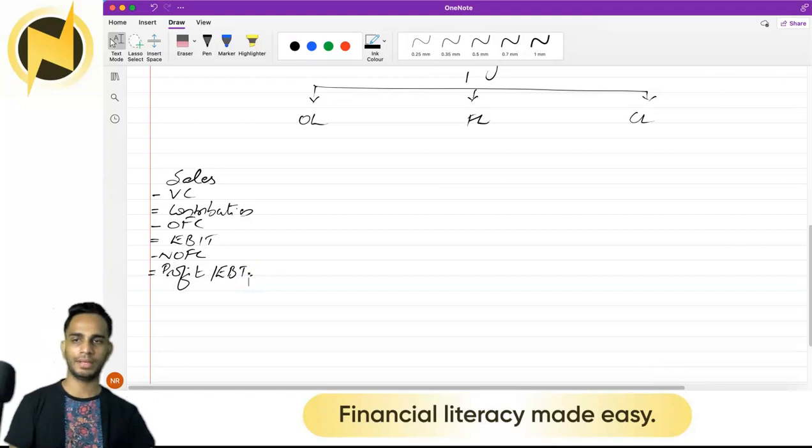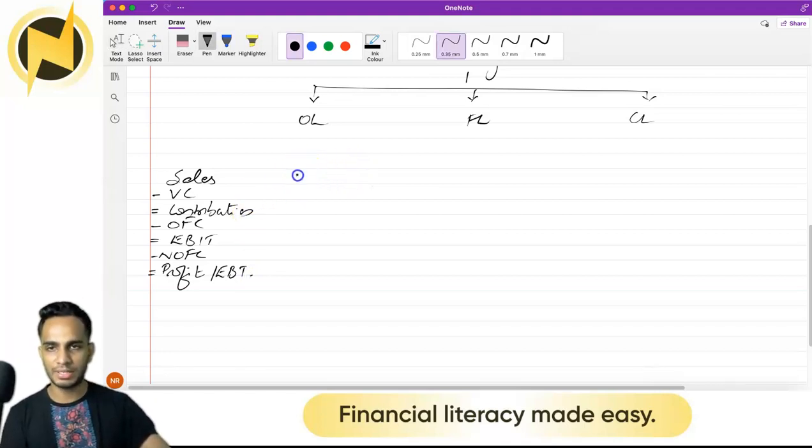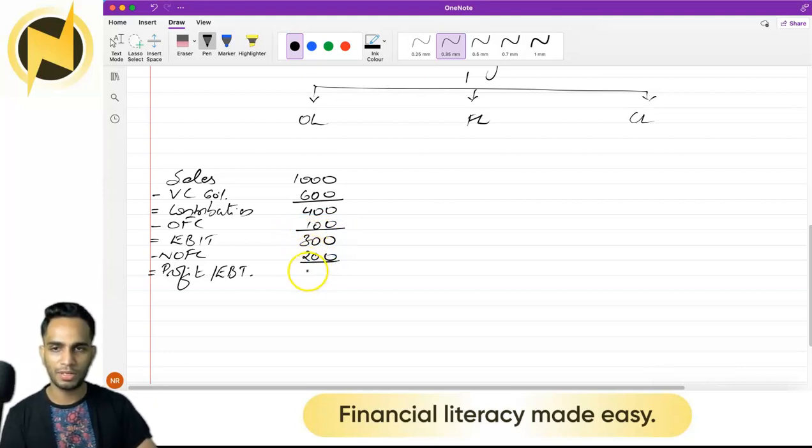Clear? Yes. Now, let me put some numbers here. Say my sales is 1000. My variable cost comes at 60%, so it's 600. So, my contribution is 400. Correct? My operating fixed cost, let it be 100. So, my EBIT is 300. And finally, my non-operating fixed cost, let it be 200. So, my profit is 100.